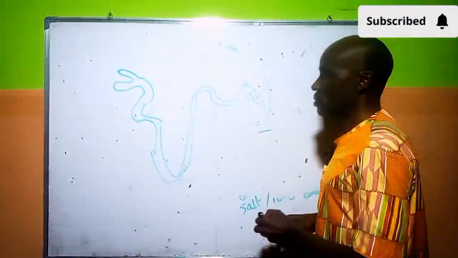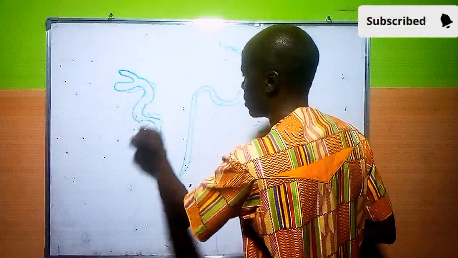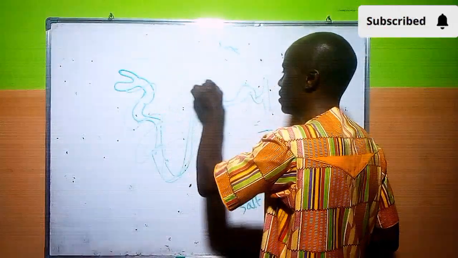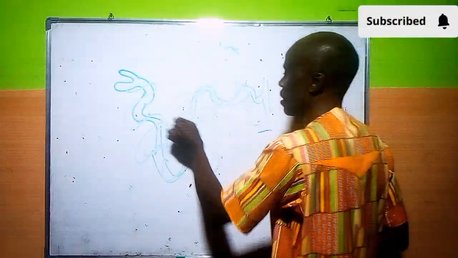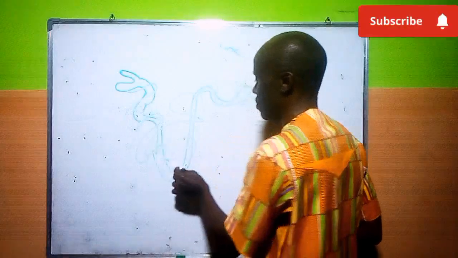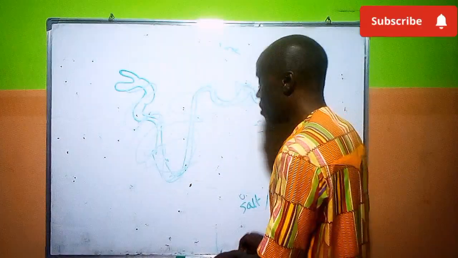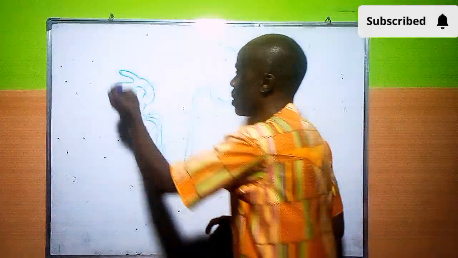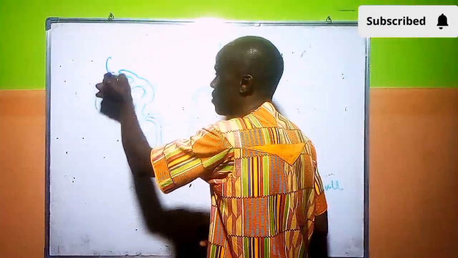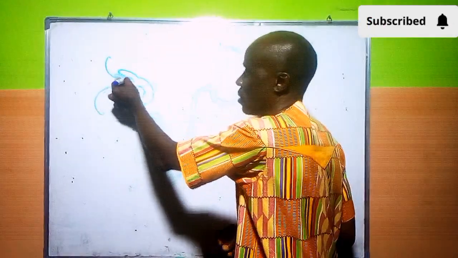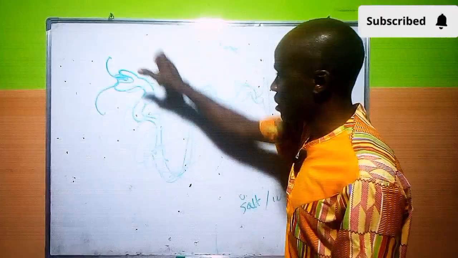I have a video on this. So this is just a sketch of what it should look like. This is the capillaries surrounding it. So what happens here? This is where the ultrafiltration takes place.